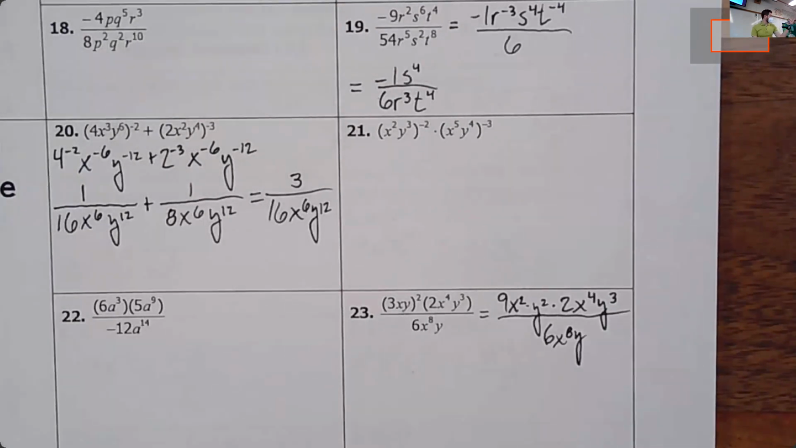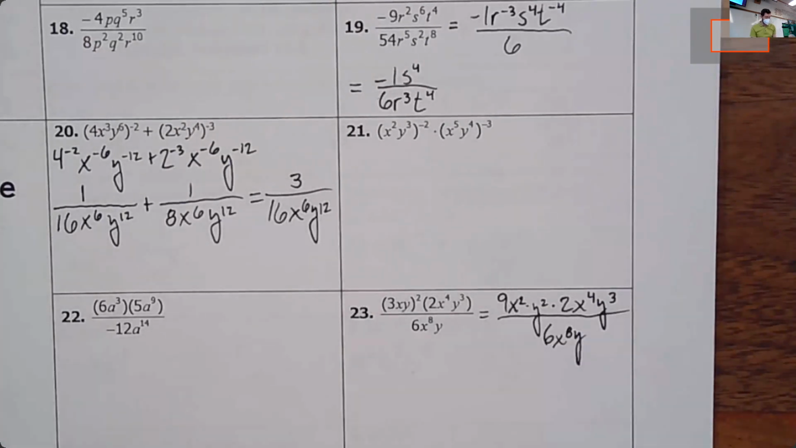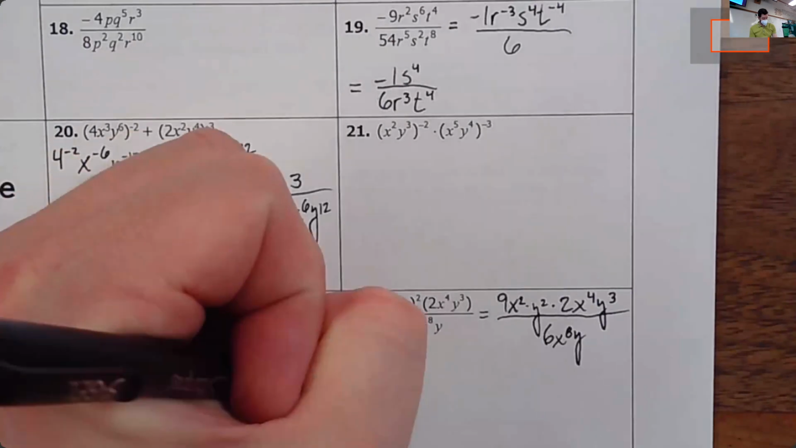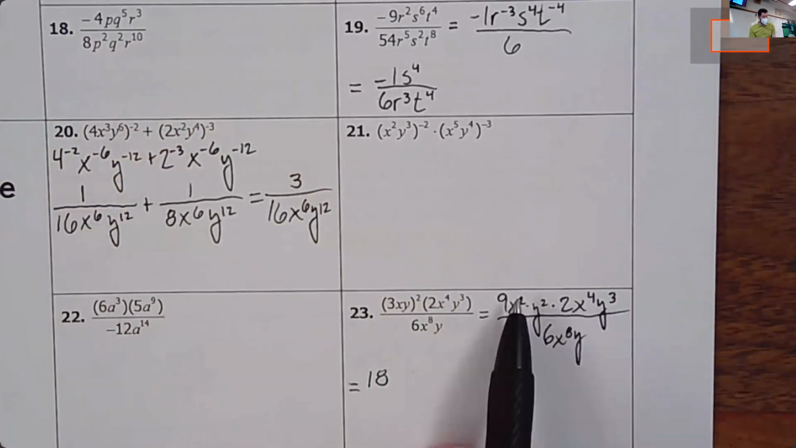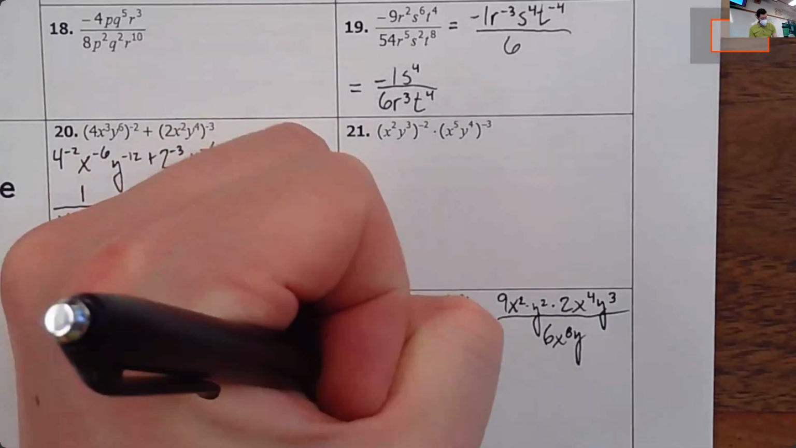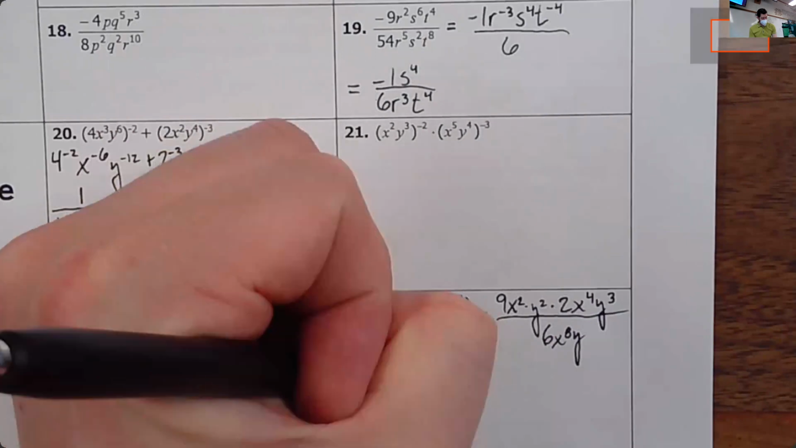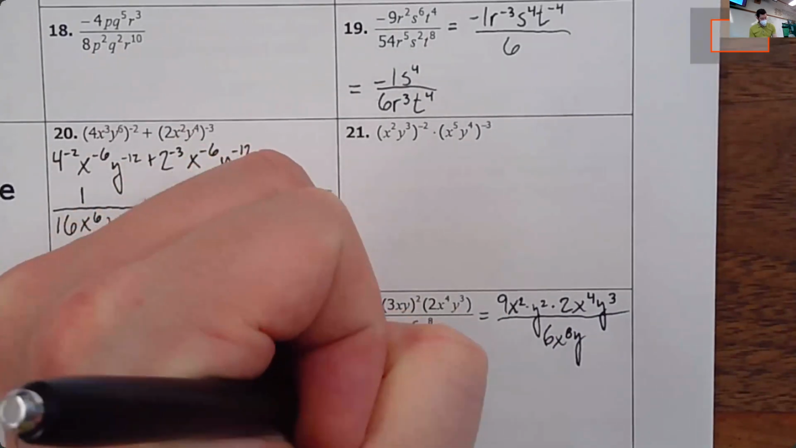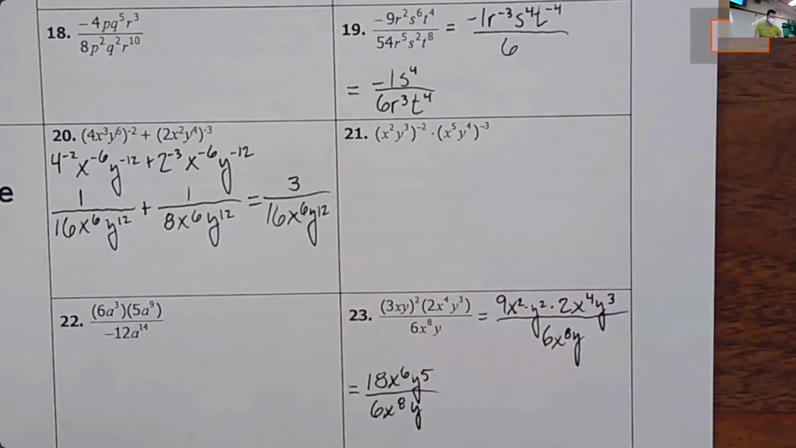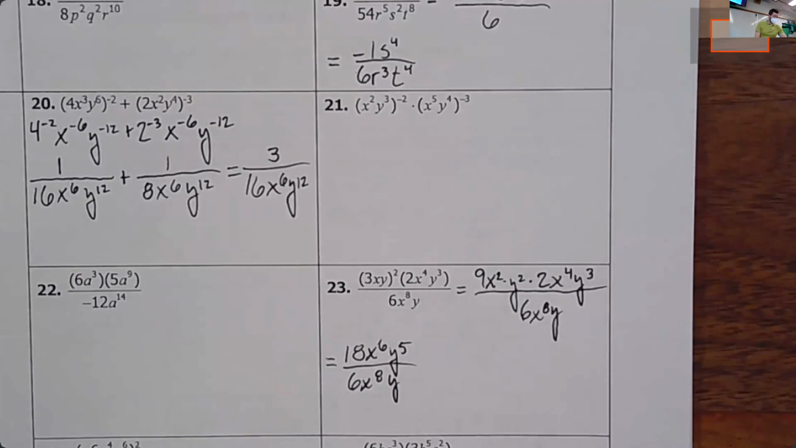Step 2 is to use the product rule on the numerator, which we've done many, many times. So 9 times 2 is 18. X squared times x to the fourth, add the exponents. 2 plus 4 is x to the sixth power. Y squared times y to the third, 2 plus 3 is y to the fifth power. Over 6x to the eighth y. So power rule first, product rule second.